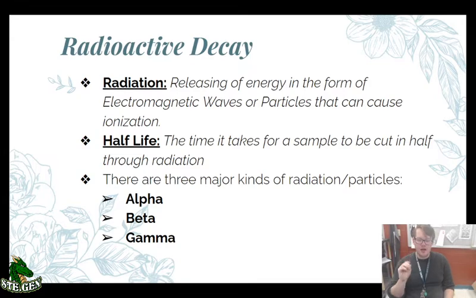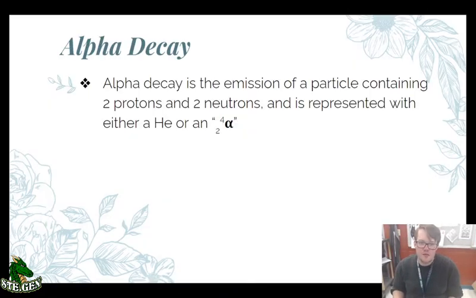There are three major kinds of radiation or particles: alpha, beta, and gamma. Alpha decay, or alpha radiation, is the emission of an alpha particle. The alpha particle contains four total particles, two protons and two neutrons. It's represented with either an He, but in this class we're usually going to use a little alpha symbol, like a curvy A, with a 4 over 2. Remember, this is just like the isotope notation we were already doing. 4 is the mass number, 2 is the number of protons. Notice the isotope notation's coming back. You still have to be able to do that.